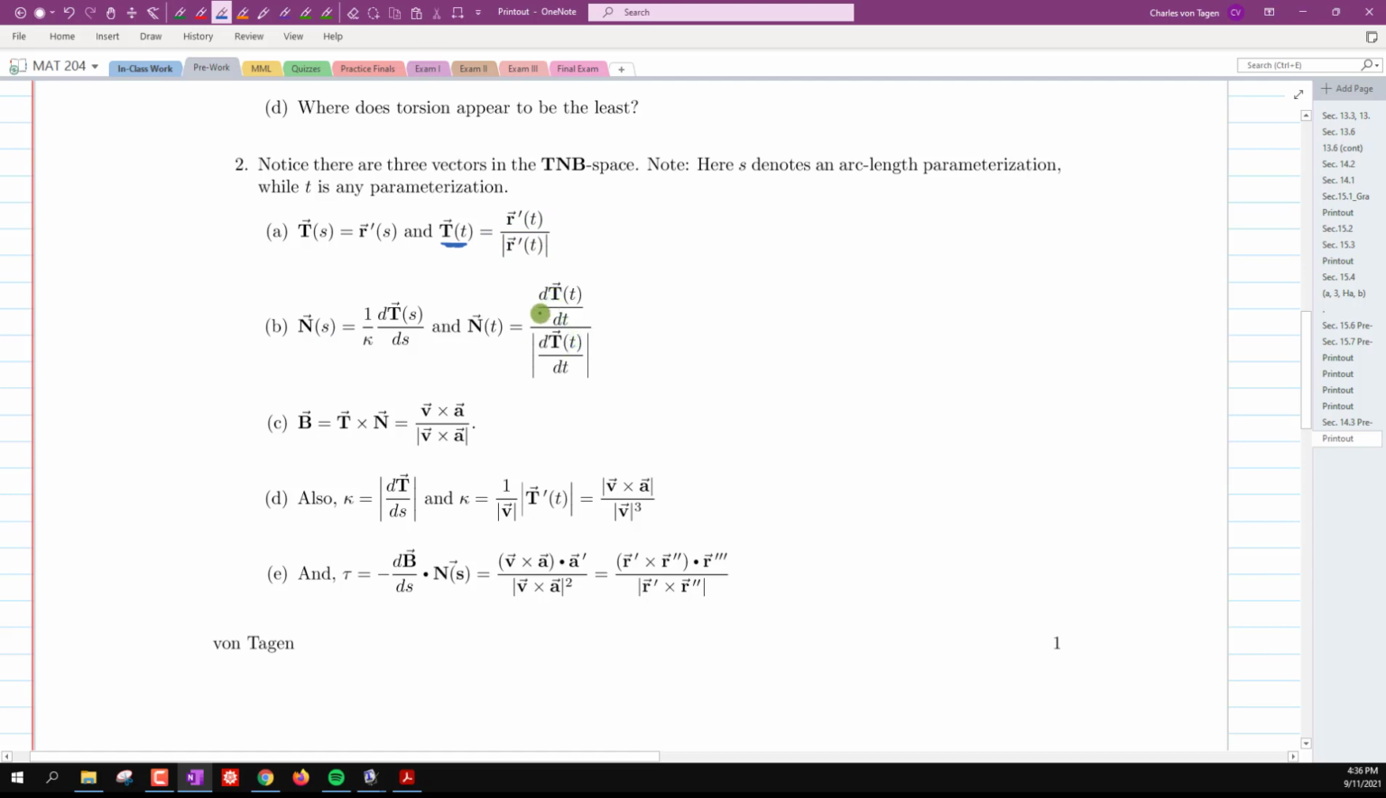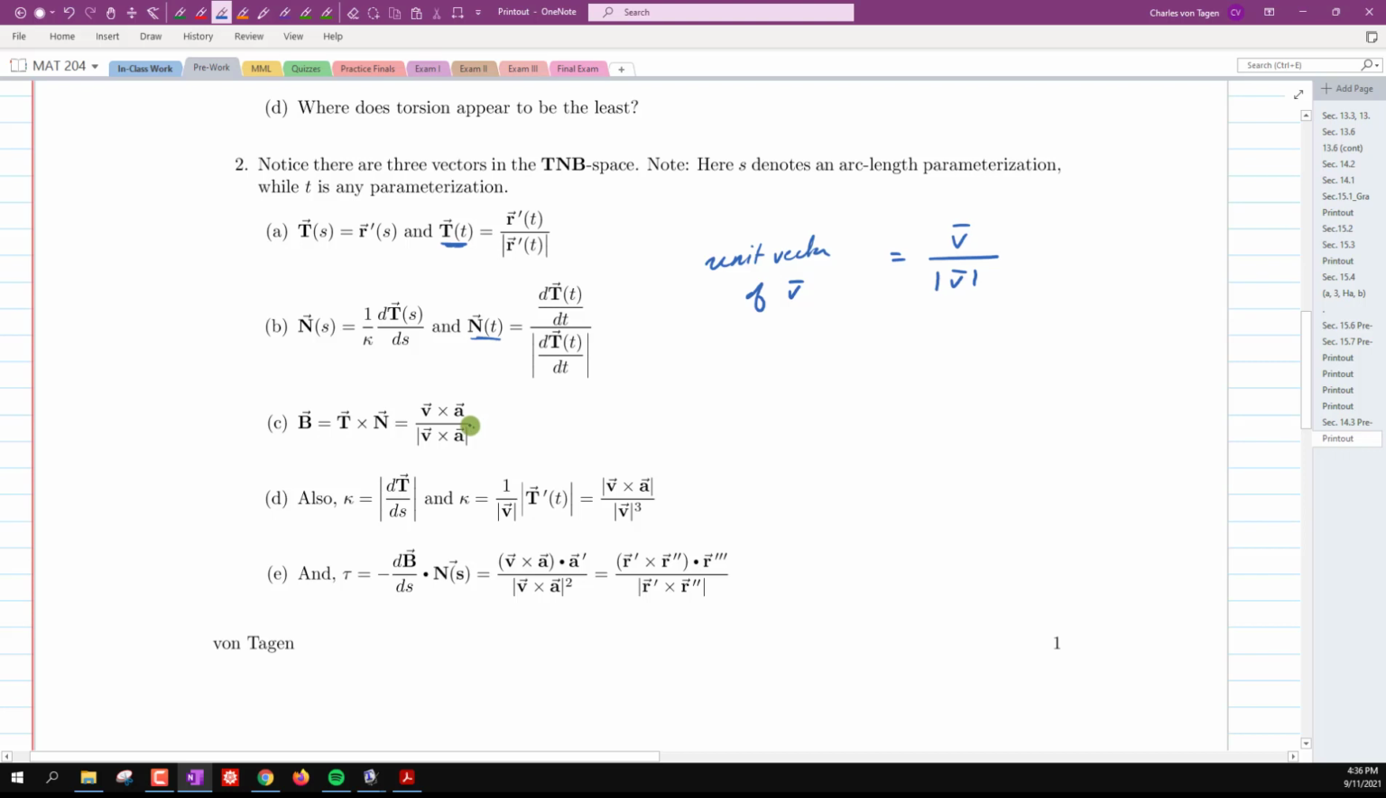Similarly, I want us to know that when we go to compute the unit normal vector, one way to do so, although not always the easiest way to compute the normal vector, is to take the derivative of the tangent vector, that's what you computed in part A, and then divide it by its magnitude. So just keep in mind that a unit vector of some vector v is always just that vector divided by its own magnitude.